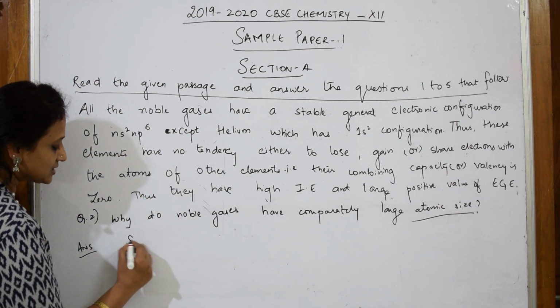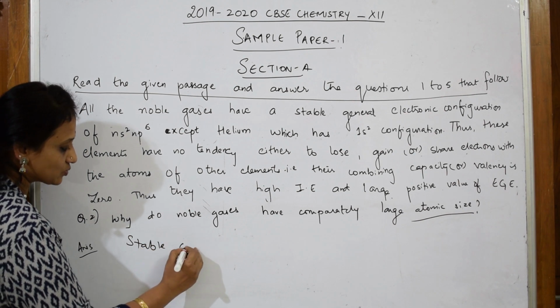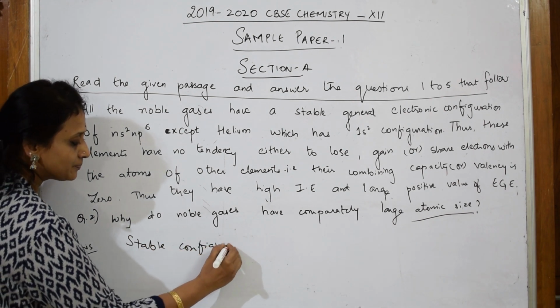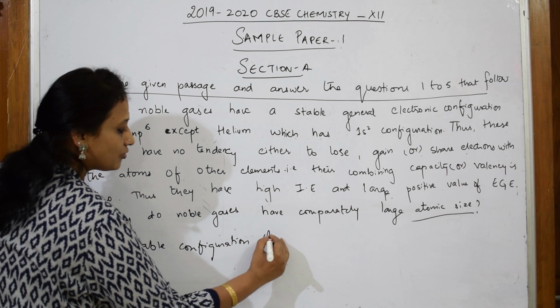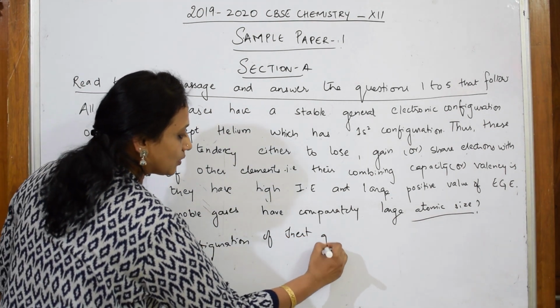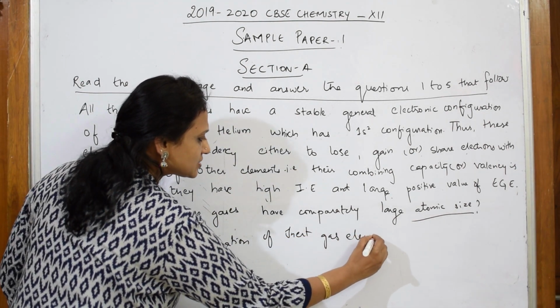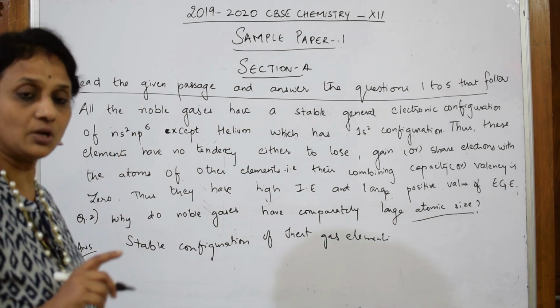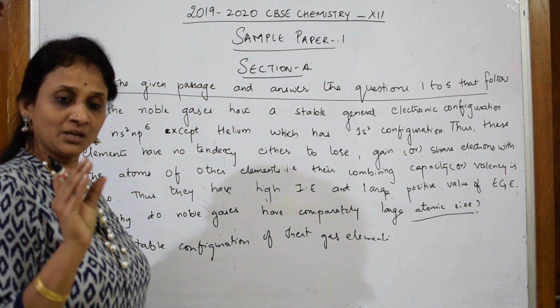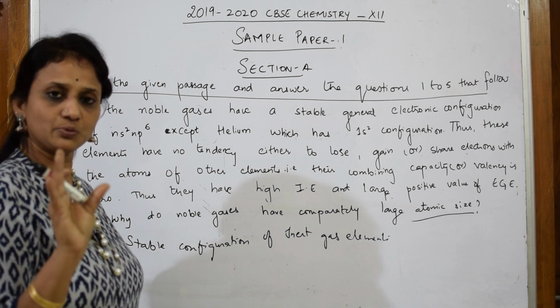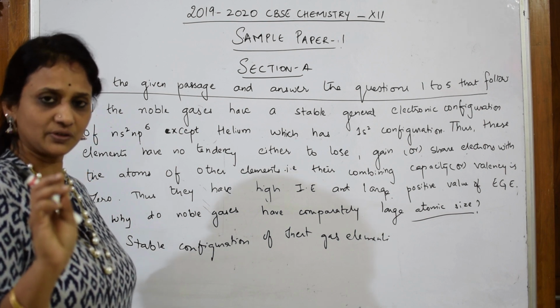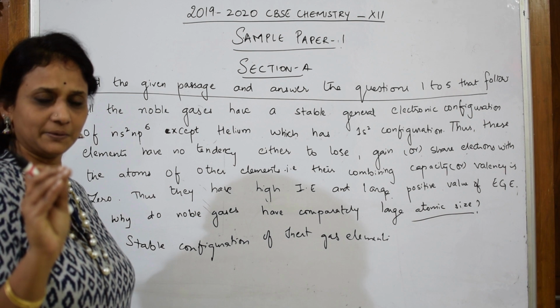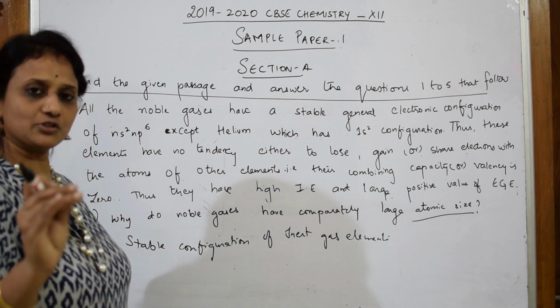First important thing, stable configuration. Okay, this is one. Now what is the stable configuration? Stable configuration of inert gas elements. Okay, now if stable configuration is there, what logic am I going to relate? If there is stable configuration, what will happen to the repulsion? There will be repulsion between the like electrons, means electrons will be there.